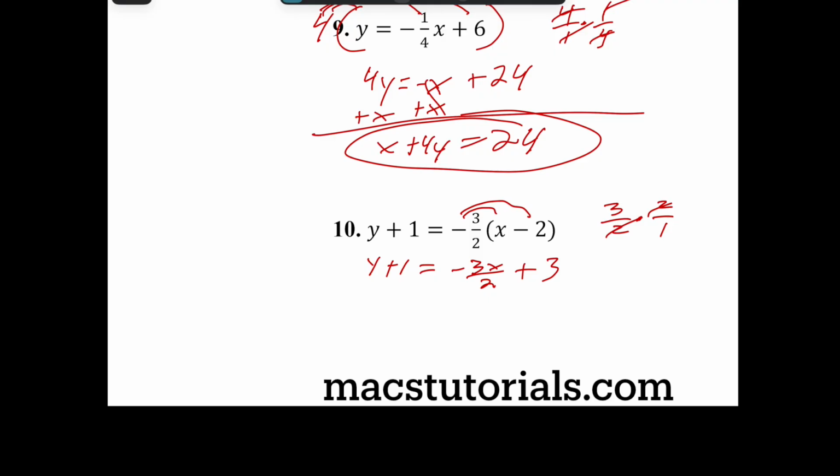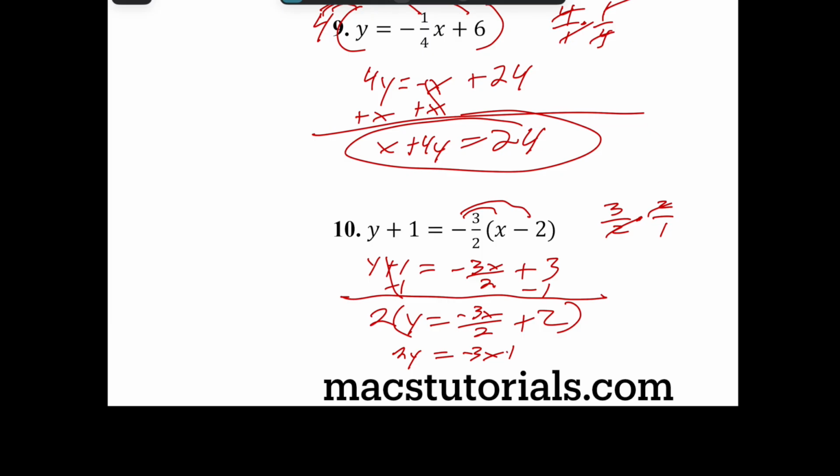Okay? So now I know I want to get rid of that 2, but look, I haven't combined all my like terms yet, so let's do that first. Let's get all of our terms combined. Y equals negative 3x over 2 plus 2. Now all my terms are combined. Now I'm going to multiply everybody by 2. I'm going to get 2y equals negative 3x plus 4. Why did I multiply by 2? Because I'm trying to get rid of that denominator right there.